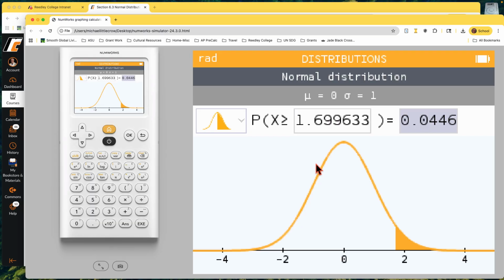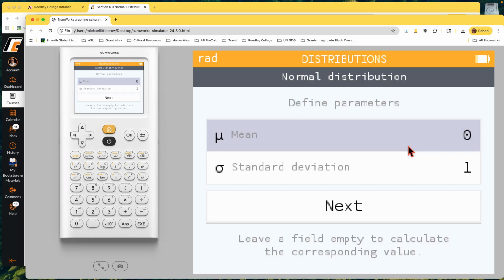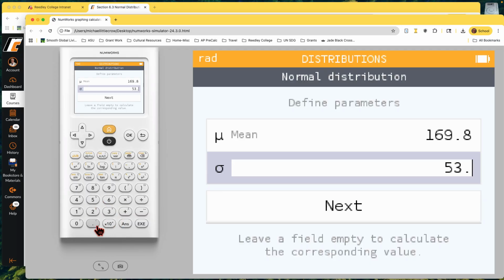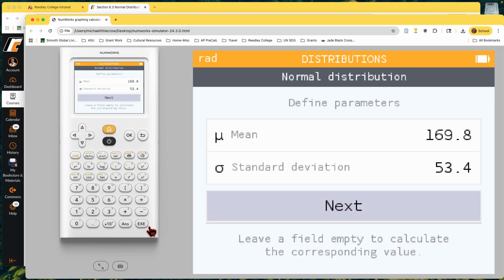Exactly. We were working with a standard normal, and now we are working with actual data. So we have to change from our standard normal 0 and 1, and put in the mean and standard deviation that they gave us. It was 169.8. And the standard deviation was 53.4. That's the key part, because if you forget that, you're going to get a z-score, not a weight. But in this case, we're actually going to get weights.